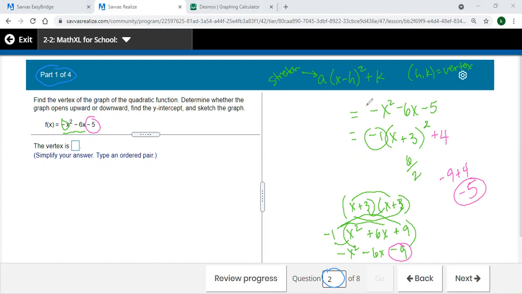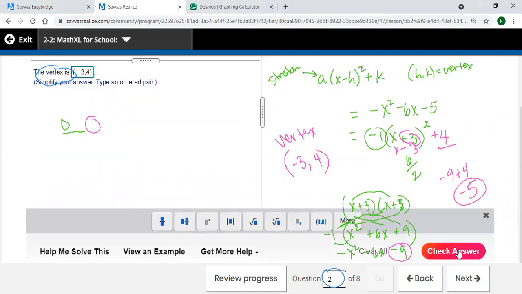So remember how it goes. This in here would be like x minus -3. Sometimes people just memorize that it's the opposite of what it looks like. So it's a plus, which means it's a -3 for the vertex. And the 4 sitting out here on the end is the y value of your vertex, with the same sign. So there's my vertex. Let's put that in: -3, 4. I feel pretty good about that. Scroll down and check it.